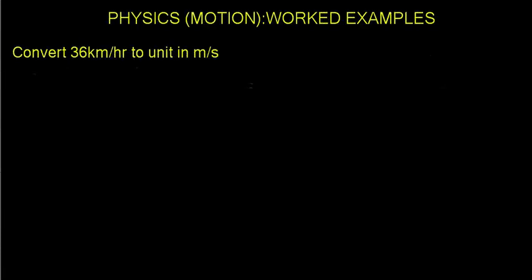As I said earlier, physics is all about solving problems, and so we'll be solving some problems in this section. First, we'll be converting 36 km per hour to units of meters per second. The first thing we need to do is to express it out. So we write 36 km per hour, 1 hour.